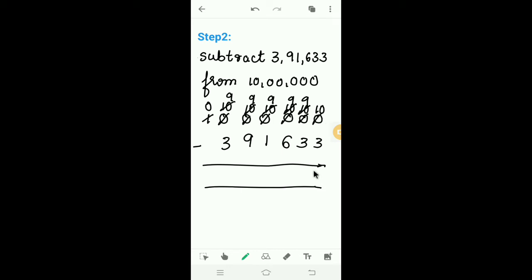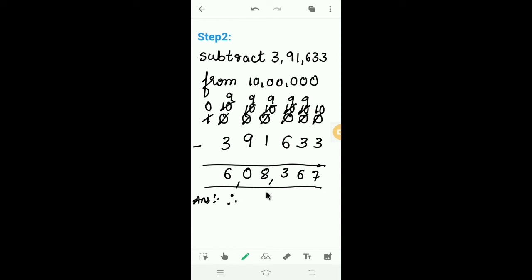So 10 minus 3 is 7. 9 minus 3 is 6, 9 minus 6 is 3, 9 minus 1 is 8, 9 minus 9 is 0, 9 minus 3 is 6. The answer is 6,08,367.